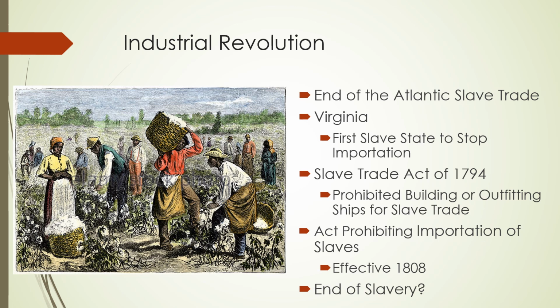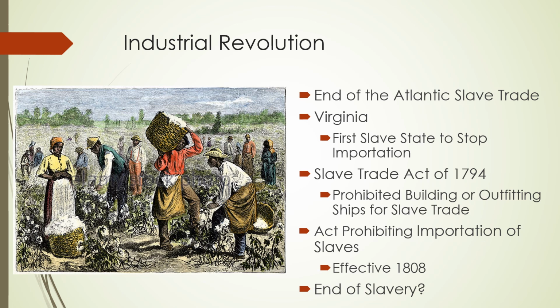So that happens, right? Then the Slave Trade Act of 1794, so this would have been during George Washington's presidency. George Washington is also a slave owner. He's another paradox because he is a slave owner, yet he orders the freedom of his slaves upon his death. But here, he signs the Slave Trade Act of 1794, which prohibits building or outfitting ships for the purpose of slave trading.